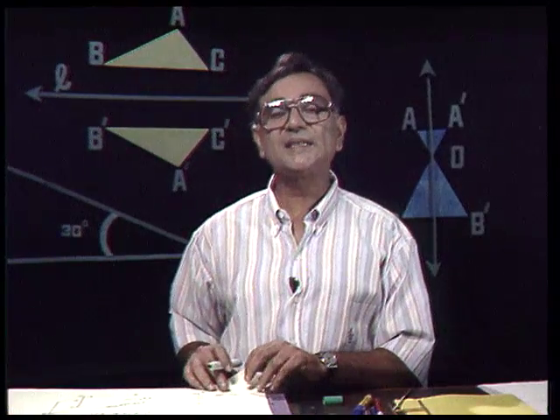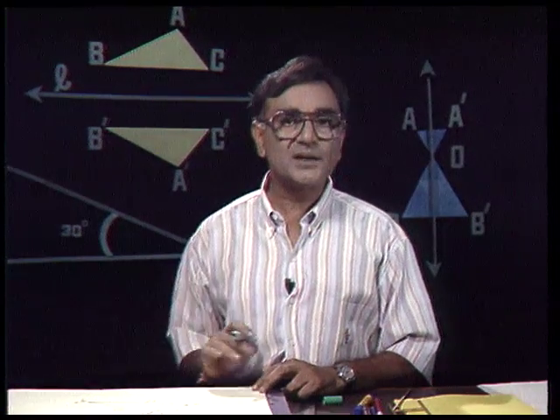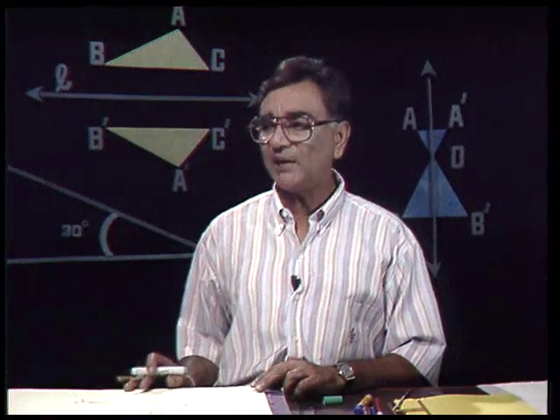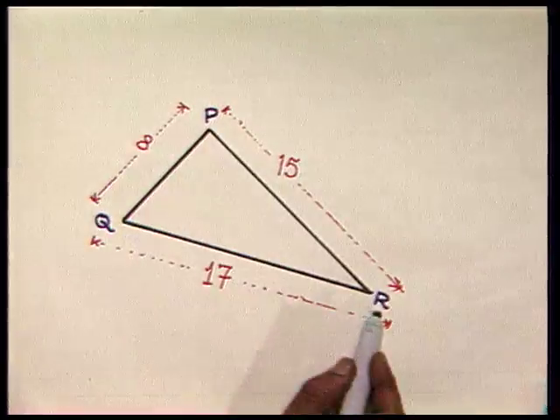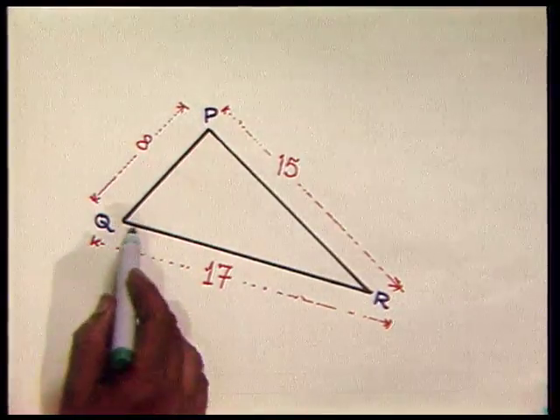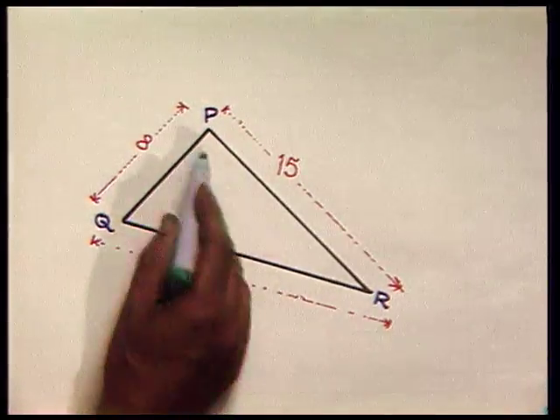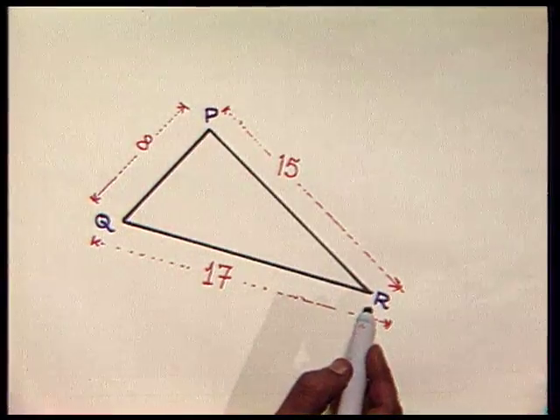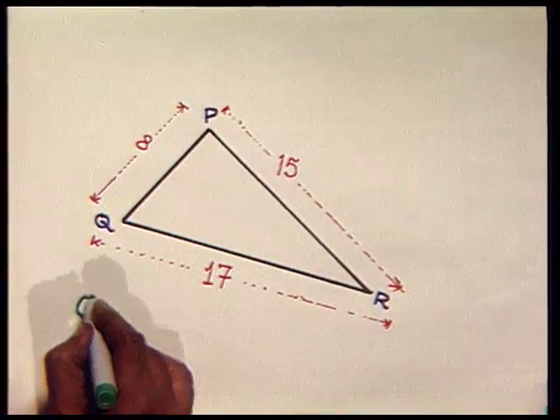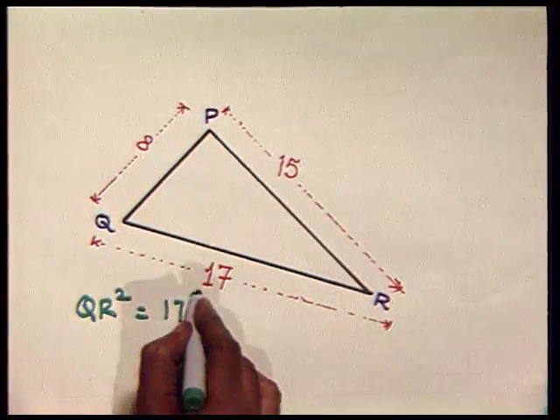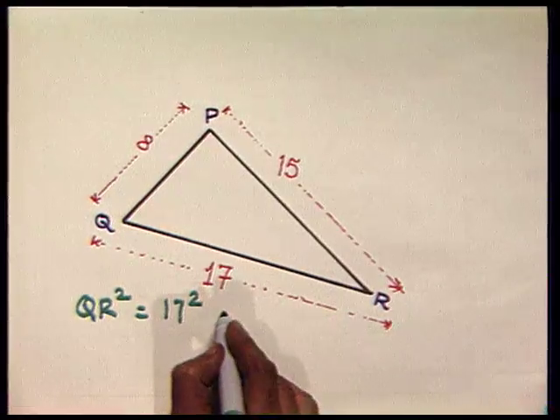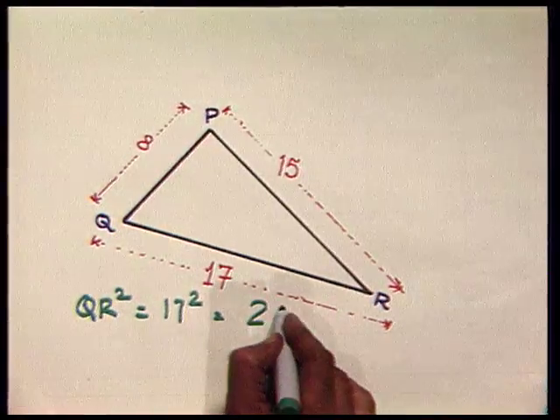Now we saw this property of right triangles, that the square on the hypotenuse is equal to the sum of the squares on the other two sides. But if we have a triangle like this over here, this is PQ, QR, with PQ 8 units, QR 17 units and PR 15 units. Let us see the square of QR, that is QR square will be equal to 17 square, and that is equal to 289.